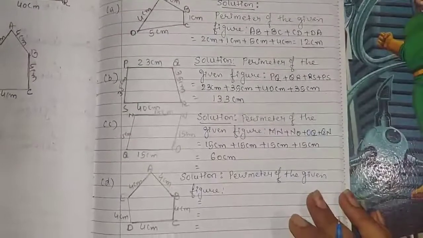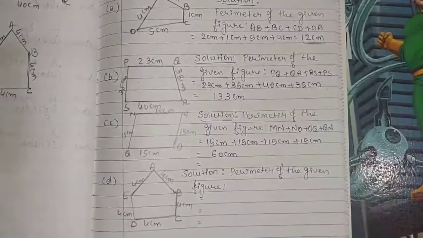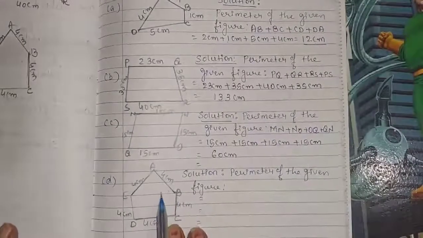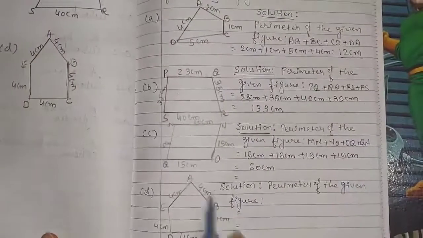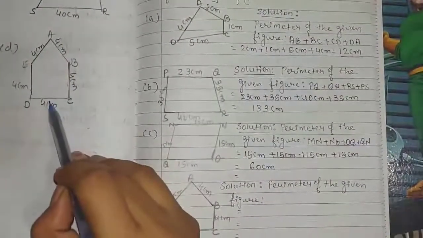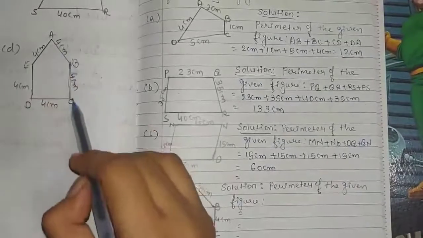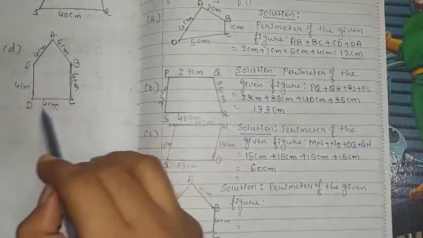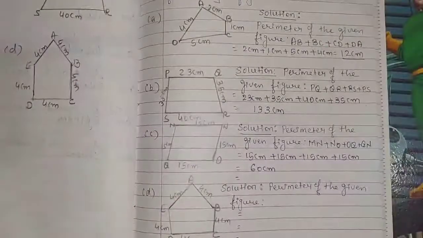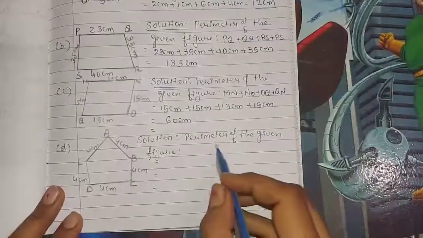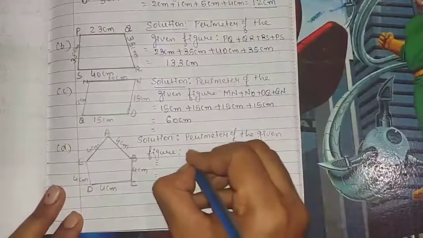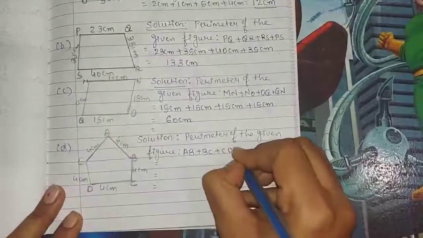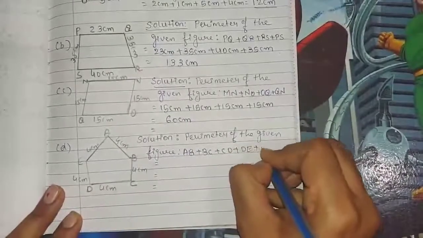Question number D. Now students, question number D, perimeter of this given figure. So here in this figure we can see in question number D, A, B, C, D is given, means 1, 2, 3, 4 and 5 sides are there and 4 centimeters are equal. So let us find the perimeter of this given figure. Perimeter of the given figure equals, first of all, AB plus BC plus CD plus DE plus EA.